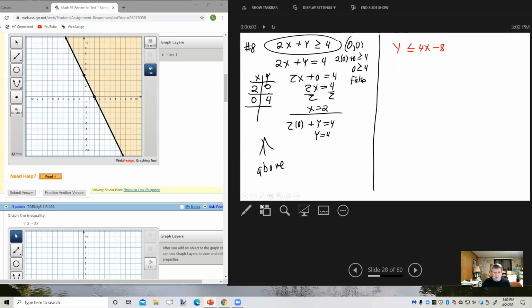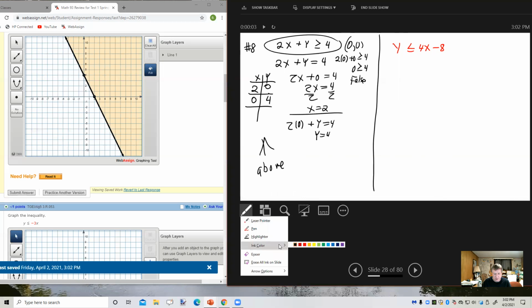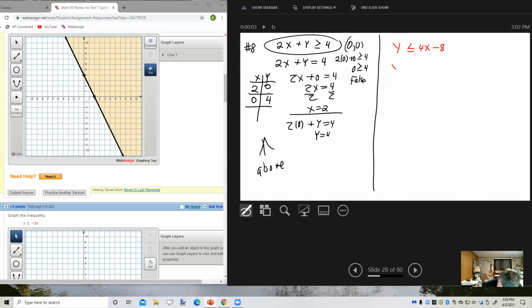Now let's go back and do the red inequality. I'm going to look at the related equation, y equals 4x minus 8. And we'll find the x and y-intercepts here. If y is 0, 0 equals 4x minus 8. I'm going to add 8 to both sides. 8 equals 4x. Divide by 4. 2 equals x, or x equals 2.